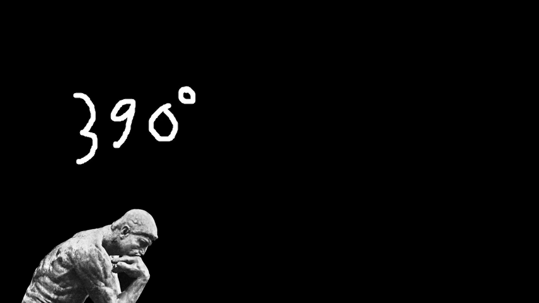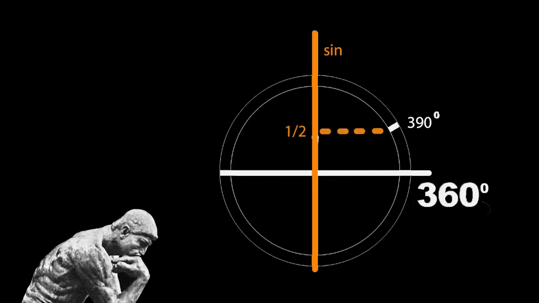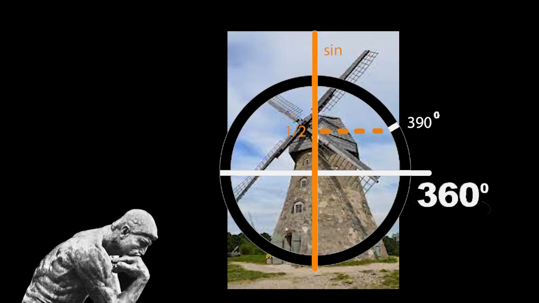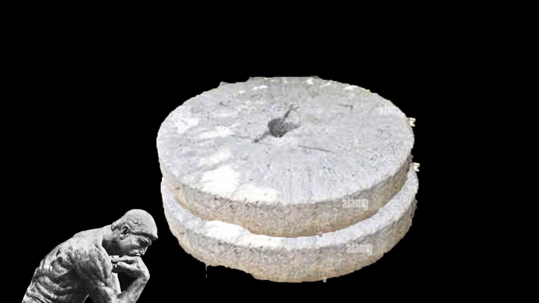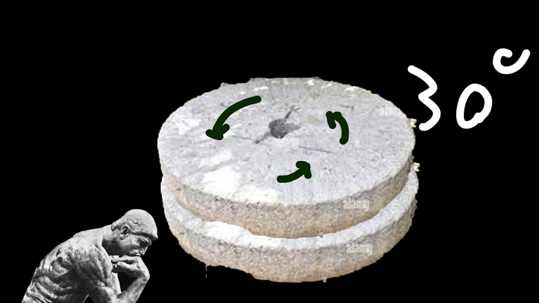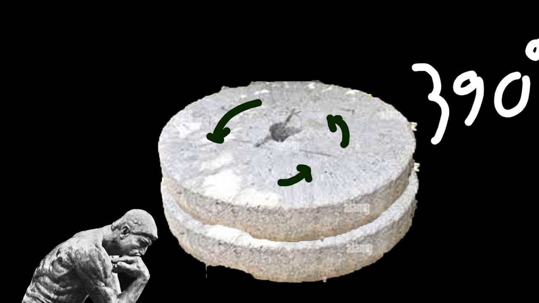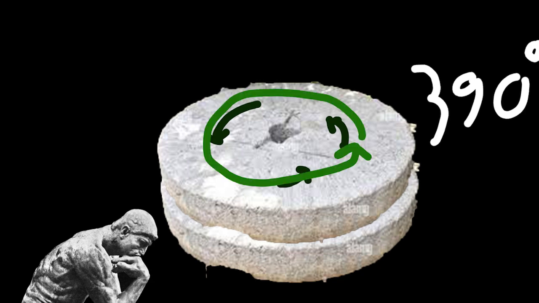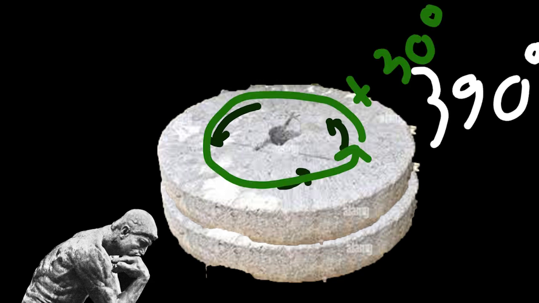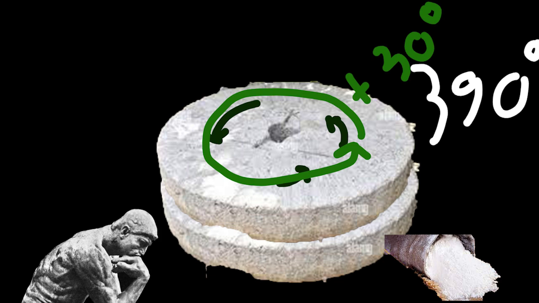If both 390 degrees and 30 degrees are the same value of 1/2, then what happens if we use the circle on this ancient windmill? If we put wheat in between these two rocks and turn the top piece of rock 30 degrees, the wheat will be barely milled up. However, if we spin this rock 390 degrees, that is the full circle and the extra 30, the wheat will be ground up more. Well, not fully though.